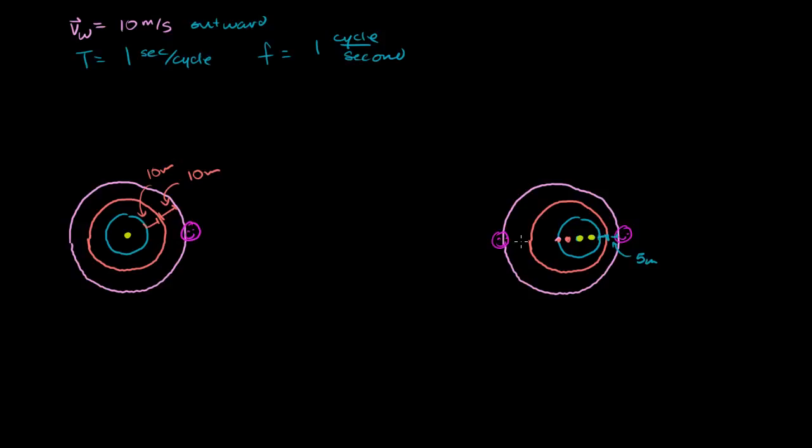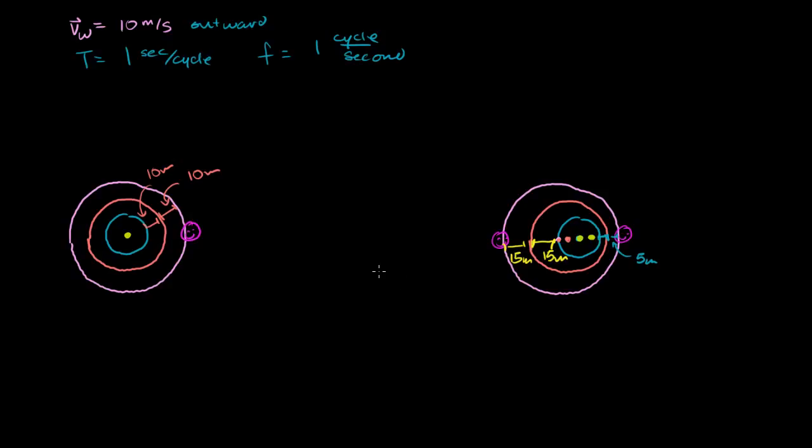And on the left-hand side, if you're on the side of the source that the source is moving away from, it would be 10 meters, but every second the source is also moving 5 more meters away from you. So this perceived wavelength right here is going to be 15 meters. It's 15 meters, and we can see it visually. That's the whole reason why I drew it this way.